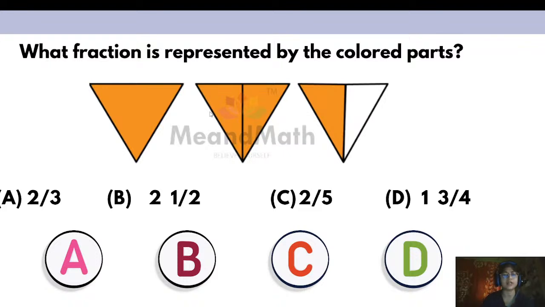So type in your answers quickly in the chat box. What fraction is represented by the colored parts? You can see some triangles and some parts have been colored. So the colored parts fraction you have to find out from the four options. Is it A 2 by 3, B 2.5, C 2 by 5, or is it D 1 3 by 4? What is the correct answer?